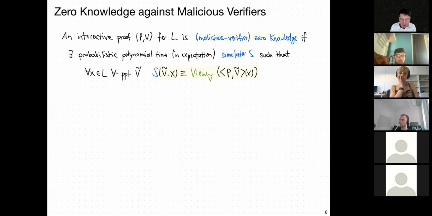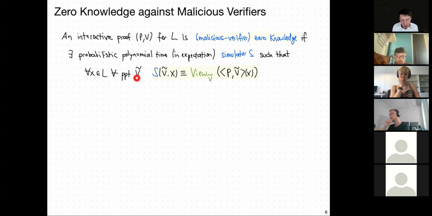So its goal now is to simulate the behavior of this verifier when it interacts with the prover on this input. And of course, different verifiers may do different things. And so the simulator's strategy will have to depend on the specific verifier it's trying to simulate, whose view it's trying to simulate. Now, a couple of considerations here.